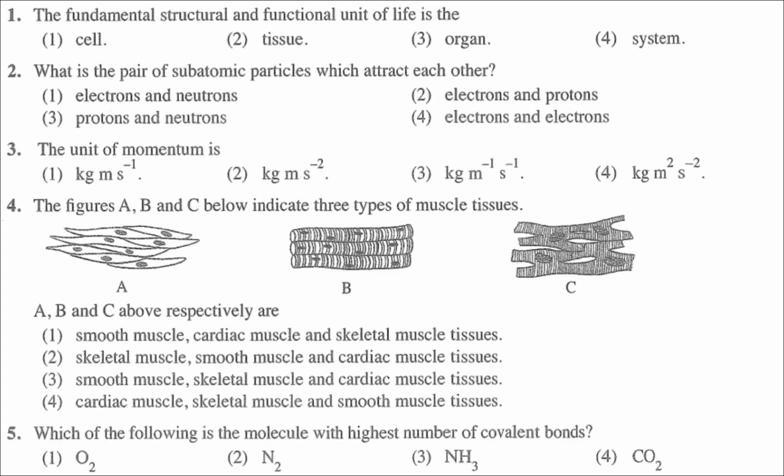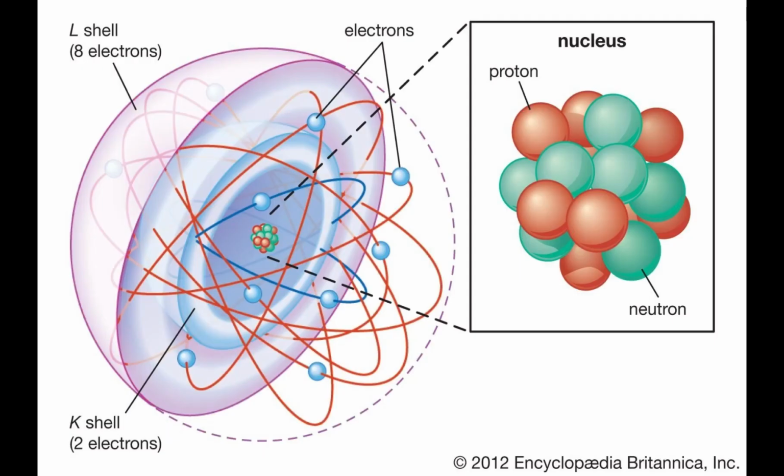Then we move on to the second question. What is the pair of subatomic particles which attract each other? So, in our syllabus, there are 3 subatomic particles. Subatomic means they are a tier below atoms. The atoms are made out of these. The 3 we have are protons, electrons, and neutrons.